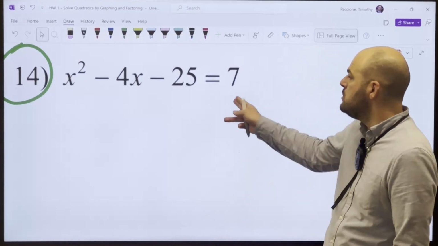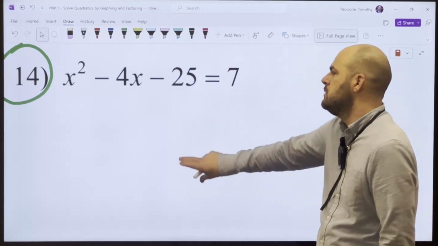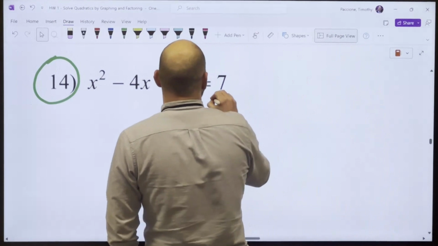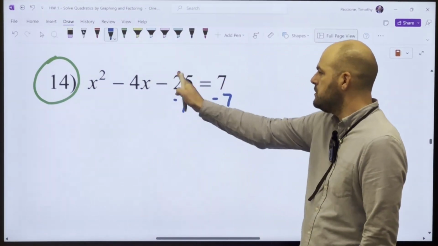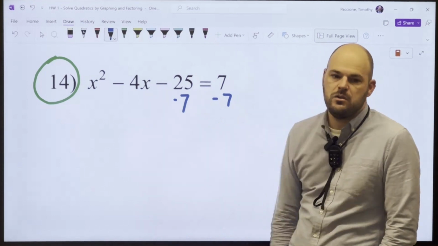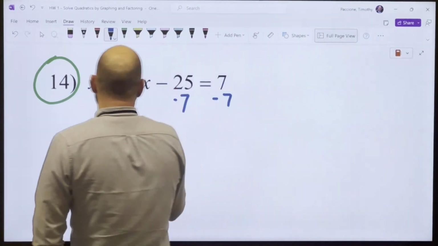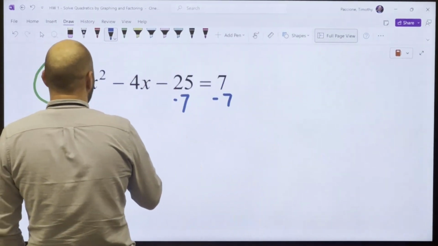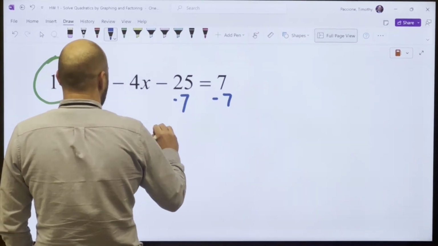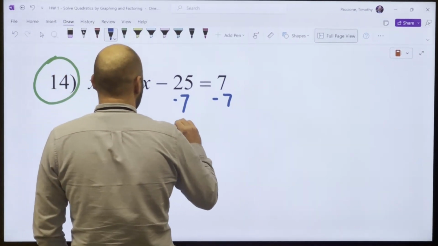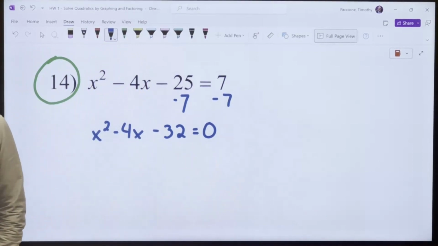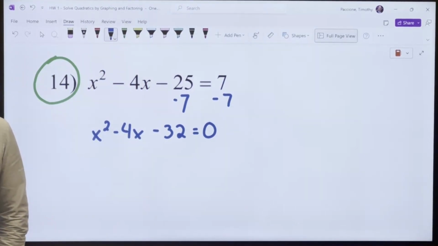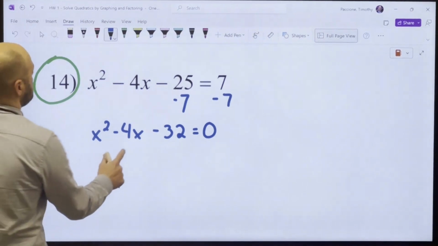So what could we do to make it equal to 0? Minus 7 on both sides, right? If I minus 7 here and I minus 7 here, this will become 0, this will become something else, and then I can do my work. I can work my magic, right? So this gives me x squared minus 4x, and this would be minus 32 equals 0. Now I have a situation where I can use my magic.